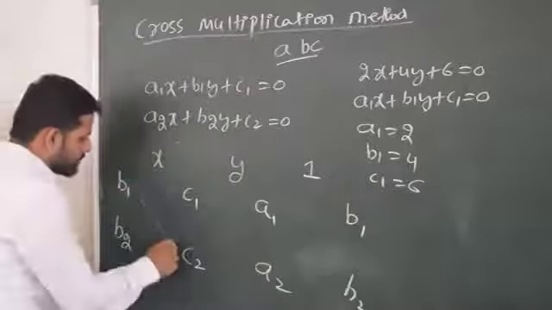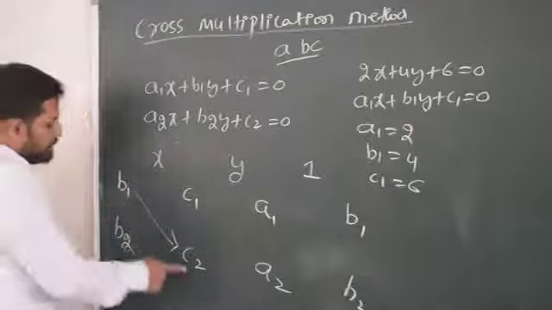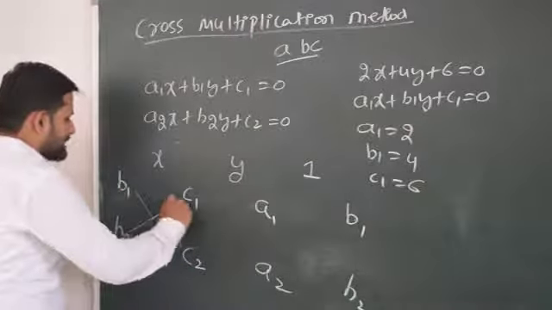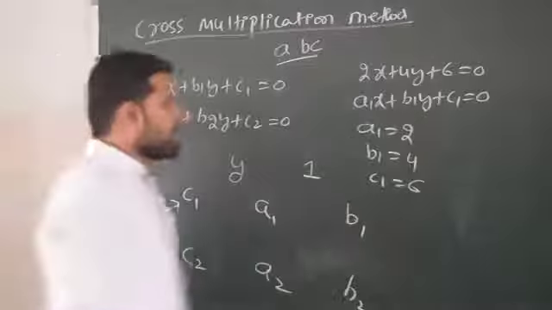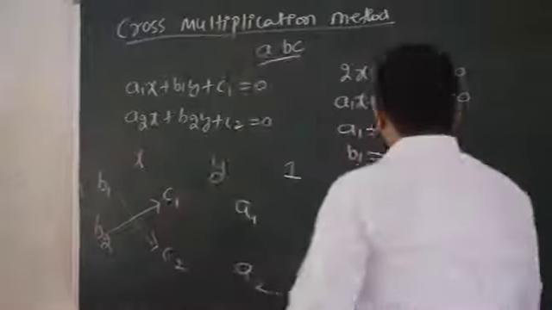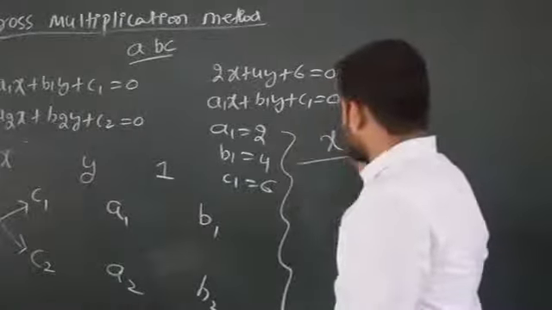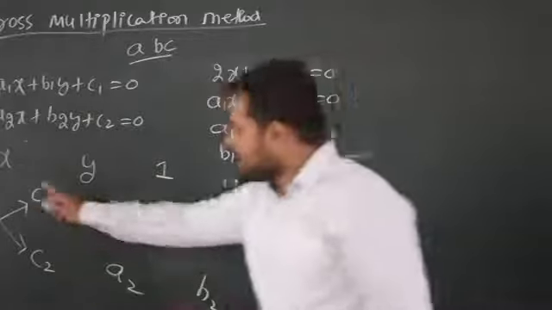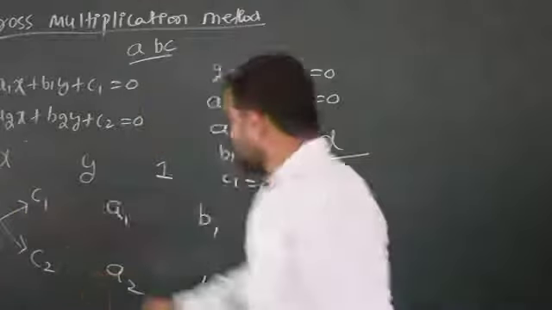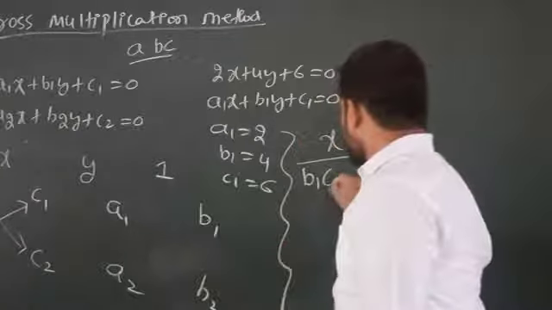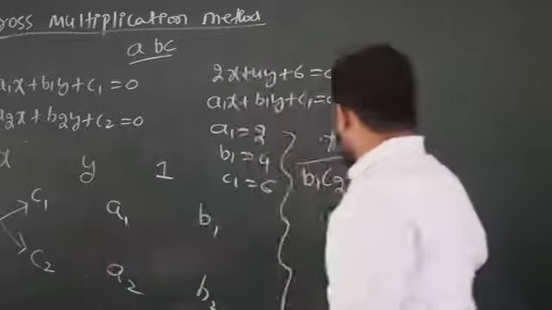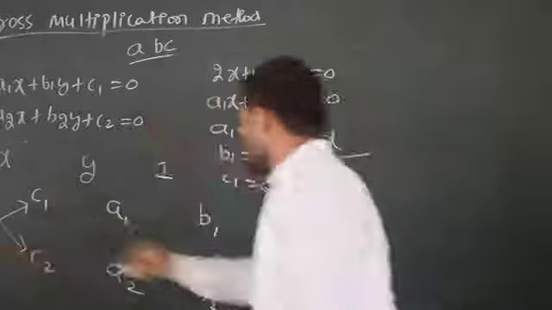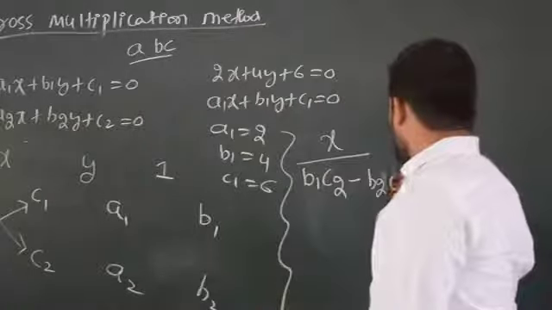Then we are supposed to cross multiply this b1 into c2. Then I am going to subtract this. Maybe you are not in a position to get it immediately. You have to write x divided by b1c2 minus b2c1. I hope everybody got it.